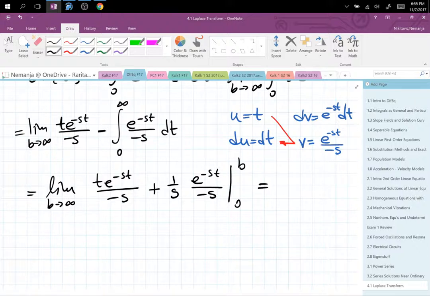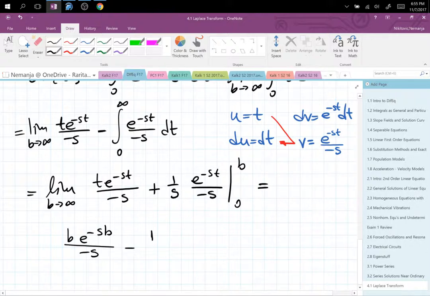All right. So now, what I do is I just do the limit, right? So plug in b and then plug in 0 for all of them. So when you plug in b, we get b e to the negative sb divided by negative s, minus 1 over s squared, and then we have e to the negative sb. And now we need to plug in 0 everywhere.